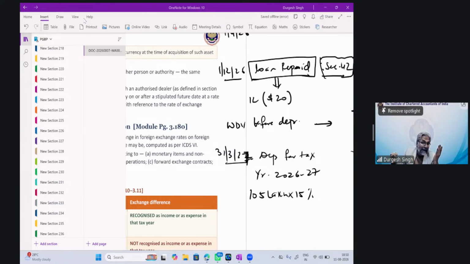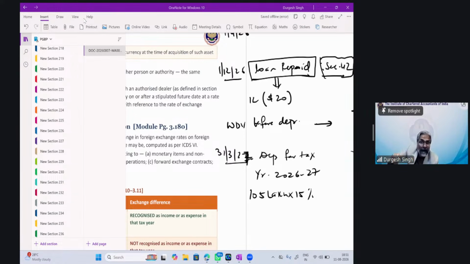Now, what exactly does the section say? Section number 42 says that please don't do any mark to market recognition of this forex loss. This recognition will be done only when you make the actual payment of the forex loan, whether you make the payment in part or in full. Only at that time will you compare the spot rate and the payment date rate.